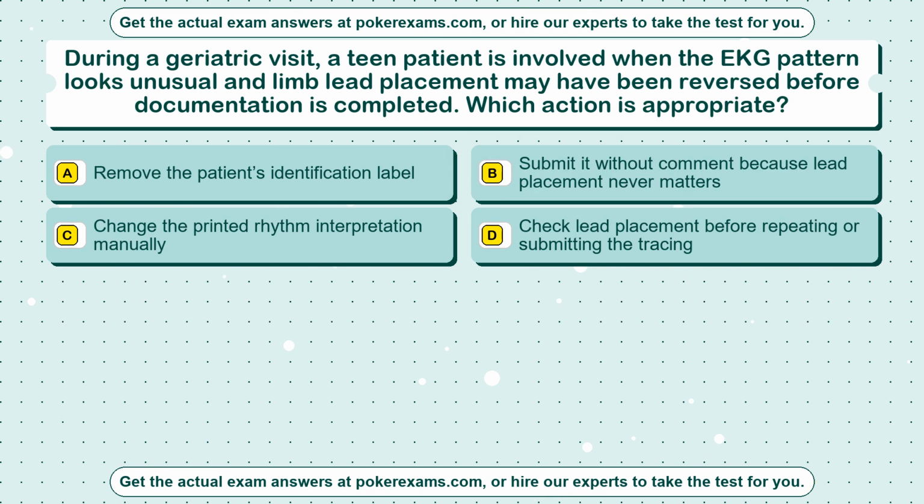Question 15. During a geriatric visit, a teen patient is involved when the EKG pattern looks unusual and limb lead placement may have been reversed before documentation is completed.